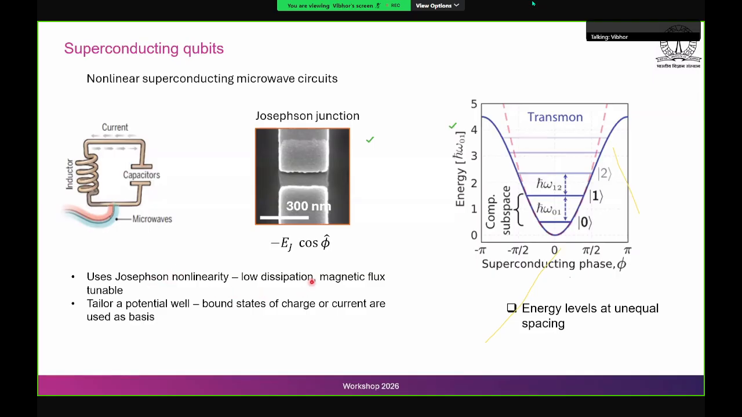And the idea is that it's made up of superconductors, so it has very low dissipation, and with magnetic flux, one can also tune their frequencies. The other advantage is that by tailoring the potential well, I'll be explaining that in detail shortly, one can form bound states of charge and currents and use them as basis to encode the qubit. So here's an example which I'll come back to a little later: how the energy spectrum of such an LC oscillator changes and becomes like this.